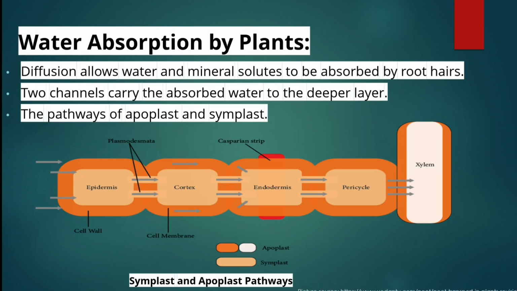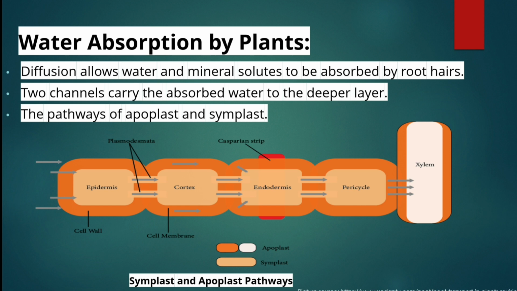First of all, water absorption by plants. Diffusion allows the water and mineral solutes to be absorbed by the root hairs. So the minerals and water present in the soil are transported into the plant through root hairs. Two channels carry the absorbed water to the deeper layers: one is the apoplastic pathway, one is the symplastic pathway. One is apoplast, one is symplast.